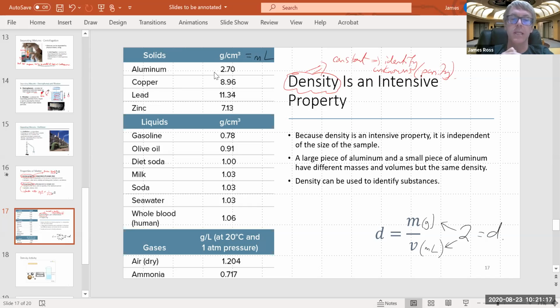So if I measure the density of an unknown red liquid and I get a value of 1.06, I've got evidence to argue that I've got human blood. Doesn't mean I'm right, but I've got evidence to argue that that's what I think I have. Okay, so that becomes very valuable. And it's this property, this intensive property, that makes these intensive properties valuable.